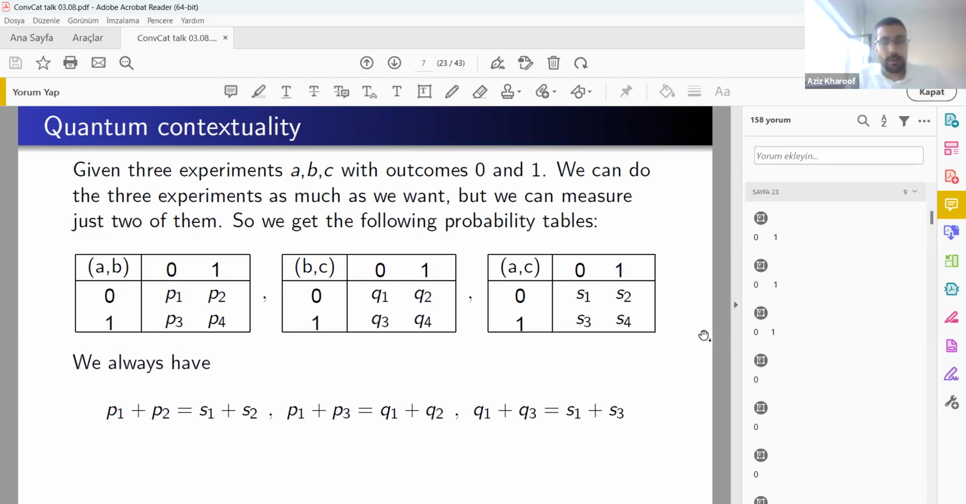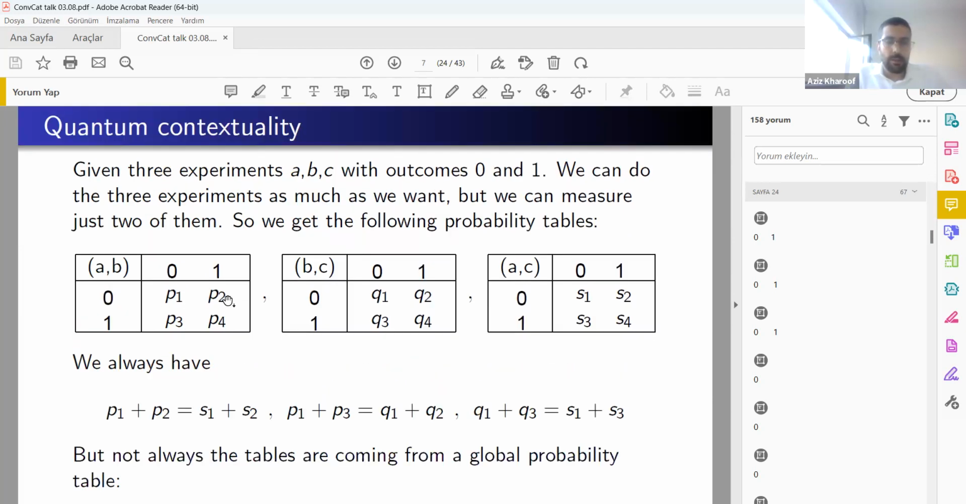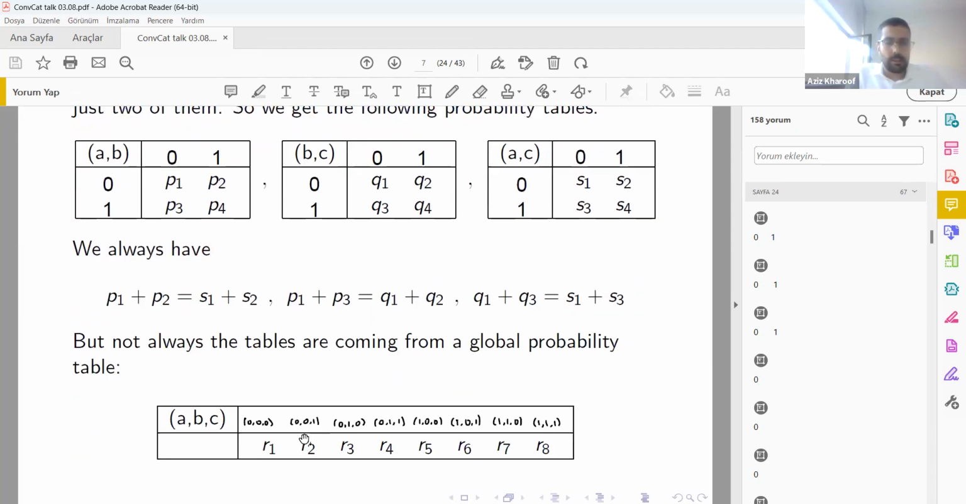But what is actually surprising here is that this table does not come from a joint table. What I mean by a joint table is something like this. This is a joint table, where A, B, C take all values 0, 0, 1, all the results we can get for the 3, because we can measure all of them together.